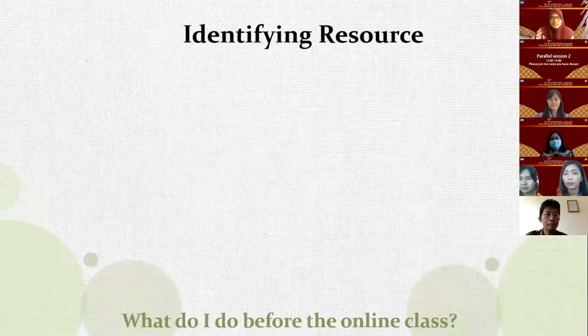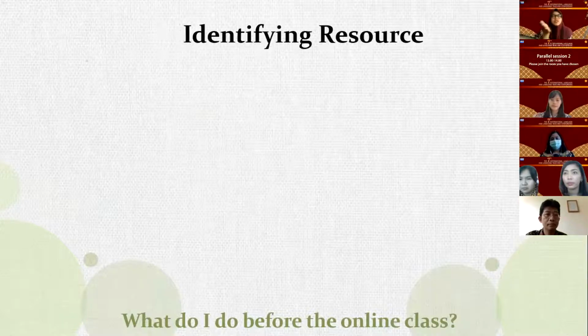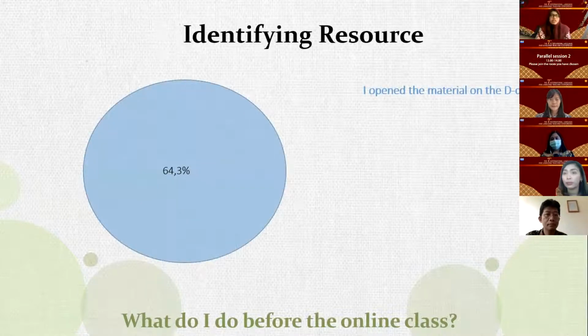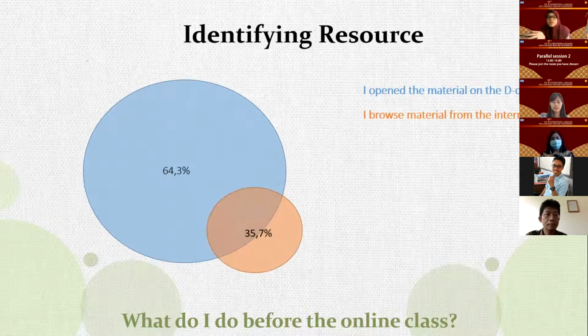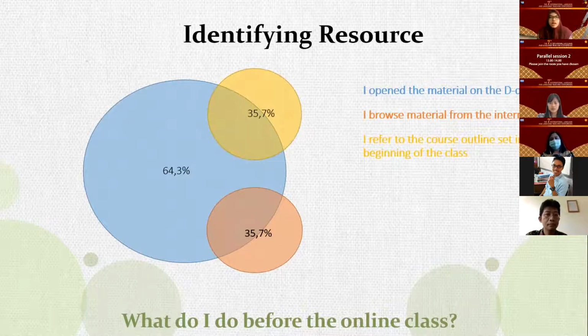Yes. And then the next thing, for self-directed learning, we asked them what their activity is before the online class. In this part, they can pick more than one option, so the total percentage might not be 100%. Okay, so the first thing, 64.3% said that they open the material on D-Day, and another 35.7% said that they browse the material from the internet before class, so they find other resources by themselves. And another 35.7% refers to the course outline set in the beginning of the class, so they check the course outline and then look for information and open the material.